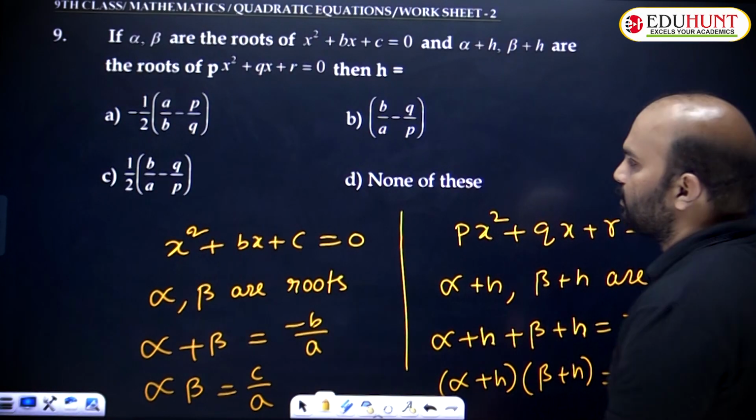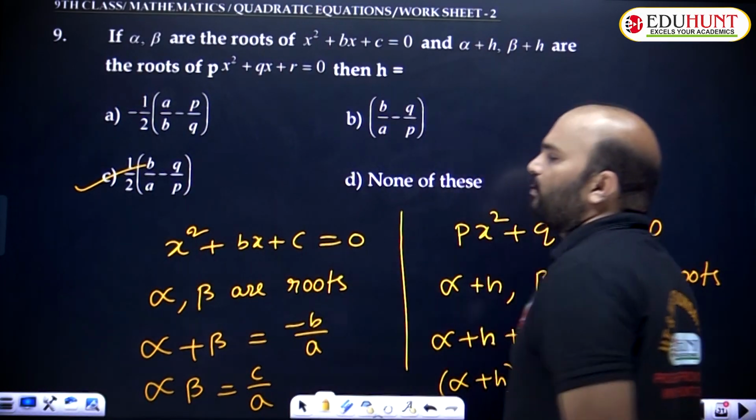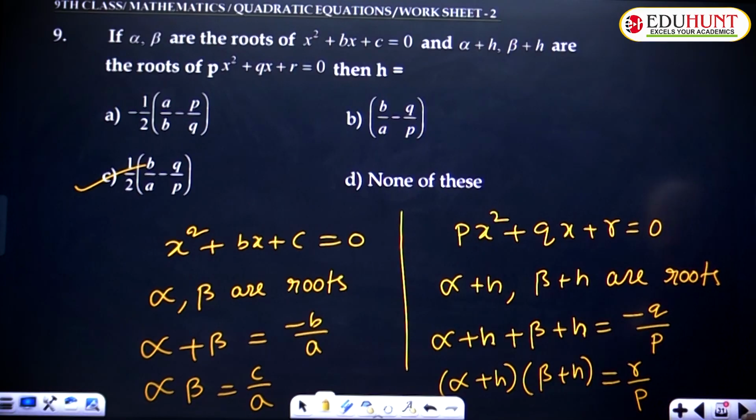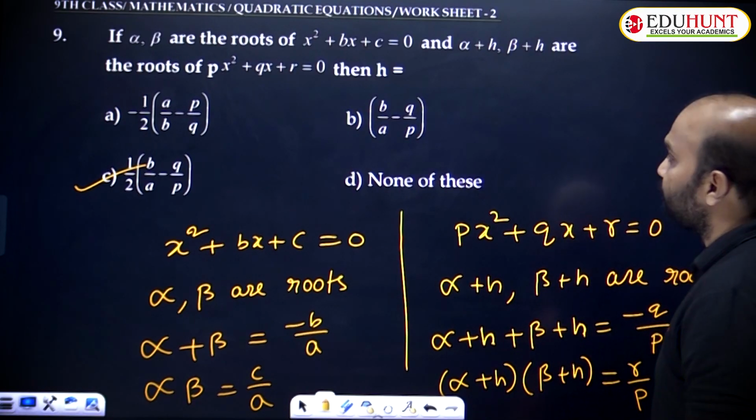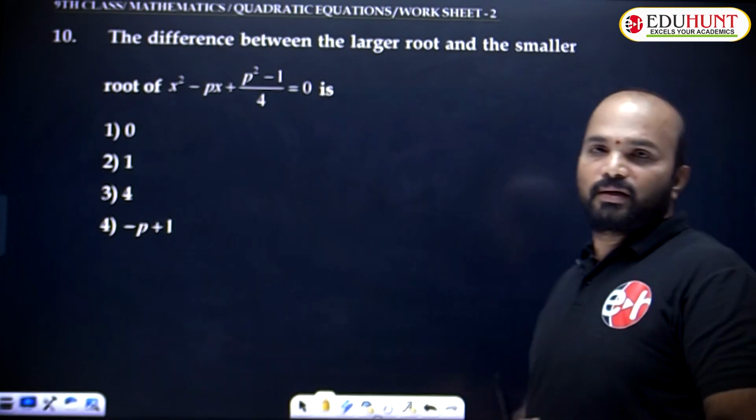Which option is the right answer? Option C is the right answer, 1 by 2 into b by a minus q by p. So option C is the right answer. So let's go to question number 10.